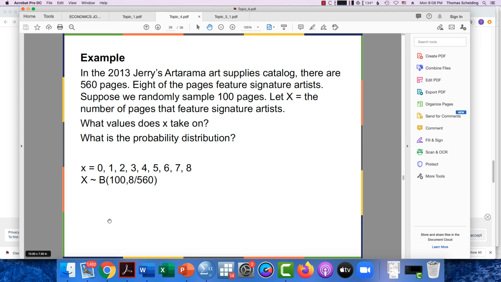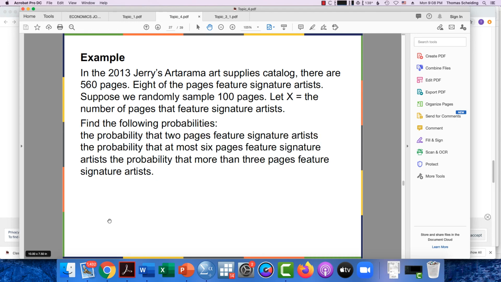I have 100 pages, that's my n. And then I know that the probability of success is 8 over 560. Instead of having 8 over 560 as a ratio, instead I could just have the actual percent. How we can extend this further is, what if I want to find the probability that 2 pages feature signature artists? What's the probability that 6 pages feature signature artists? Or what's simply the probability that at least more than 3 pages feature signature artists?